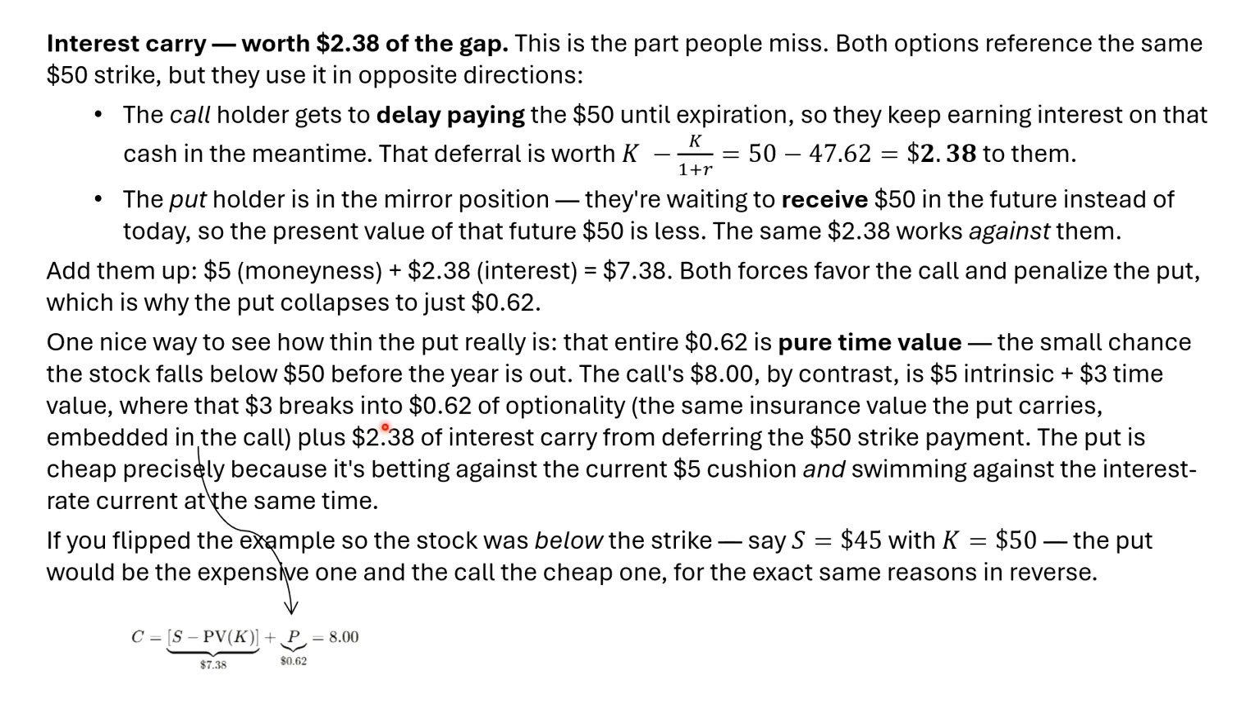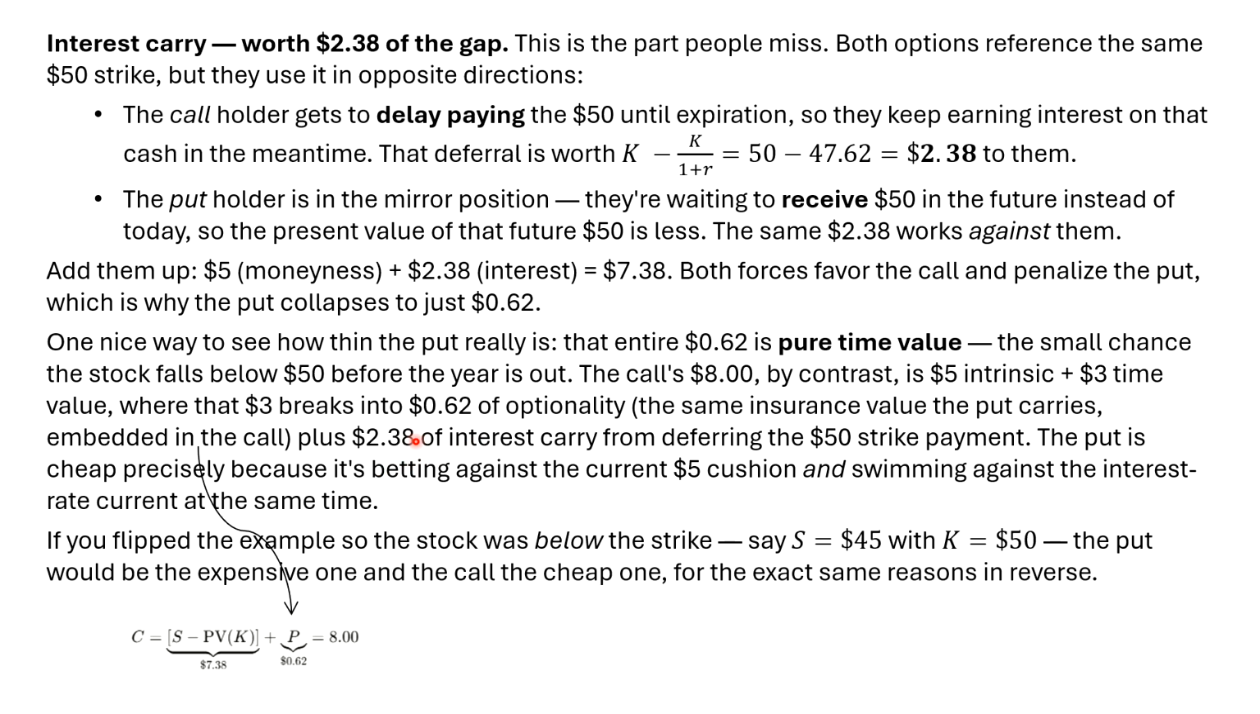So one way to see this is that the entire 62 cents is pure time value. The small chance the stock falls below $50 before the year is out. The call's $8, by contrast, is the $5 intrinsic plus $3 time value, where the $3 breaks into the 62 cents of optionality, the same insurance value the put carries embedded in the call.